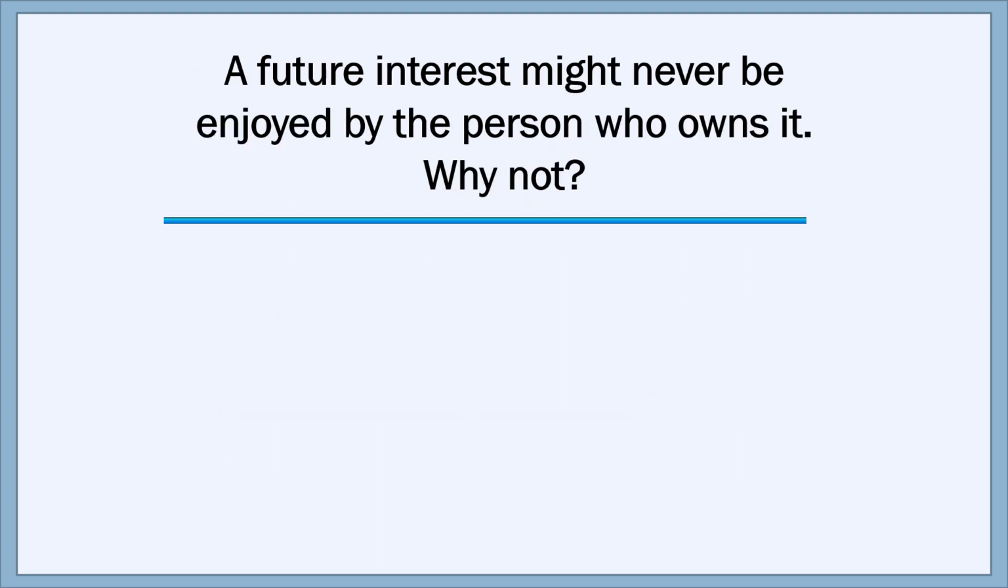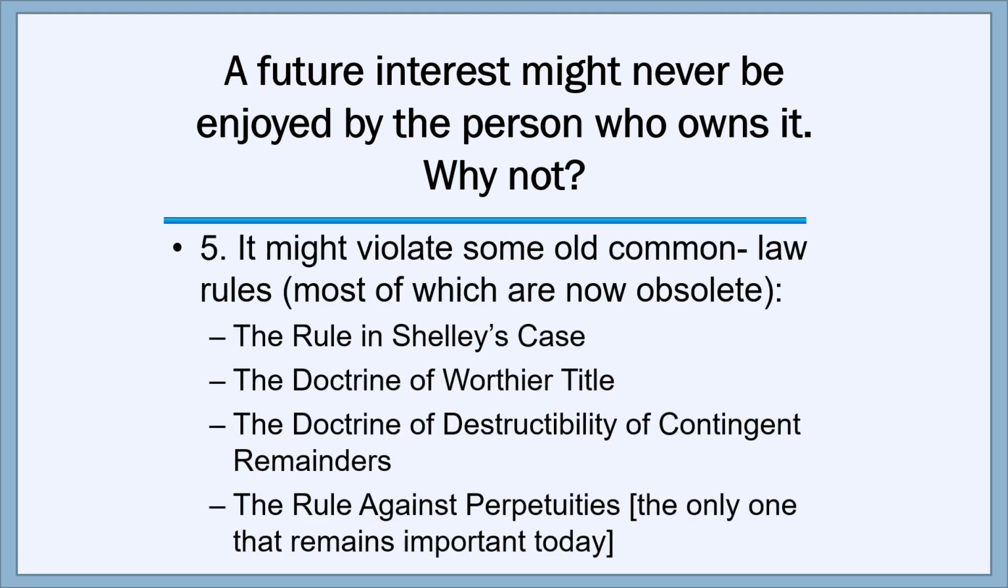Now you'll remember that we were listing the ways in which a future interest might never be enjoyed by the person who owns it and thinking about why that might happen. The last of the examples of that is that it might violate some common law rule, but most of the common law rules that future interests might violate have now become obsolete. I'll mention the names of 3 of them. We've already mentioned one before. The rule in Shelley's case, the doctrine of worthier title, and the doctrine of destructibility of contingent remainders, which we did mention earlier. All of those are interesting if you like history, but they don't have any real relevance to modern law practice at all, and so it really isn't worth our time to go into the details of them.